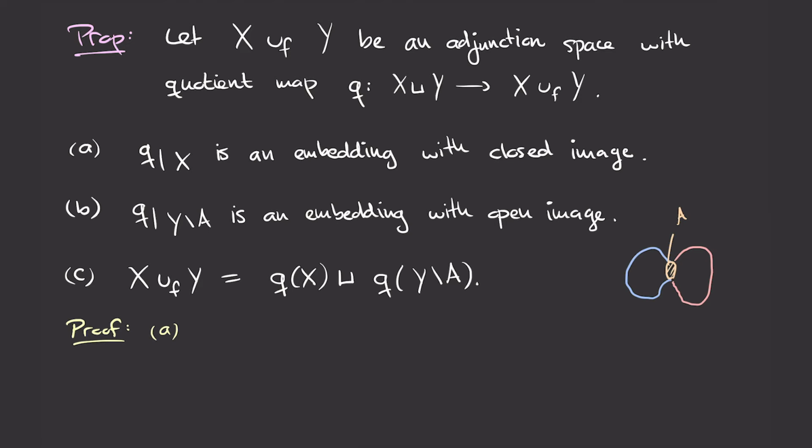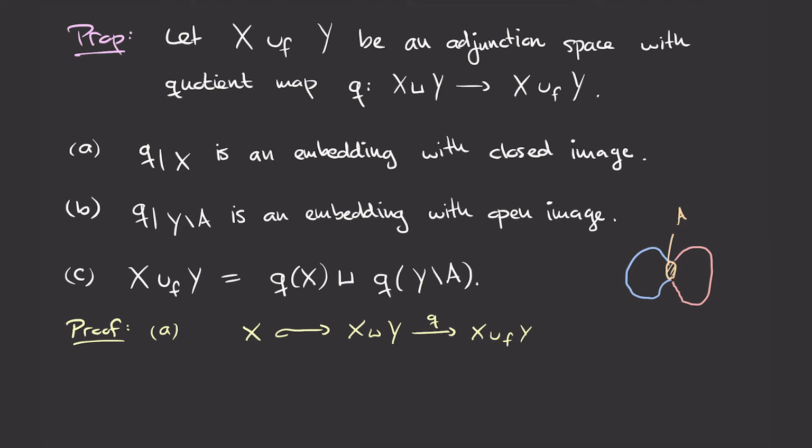With this strategy in place, we first notice that the restriction of Q to X can be expressed as the following composite map. We first take the space X and then consider the injective map going from X to the disjoint union between X and Y. So this is just the embedding of X into this disjoint union space, and then we map forward with the map Q to the adjunction space. Now, the composite of both of these maps is just the restriction of Q to the space X.